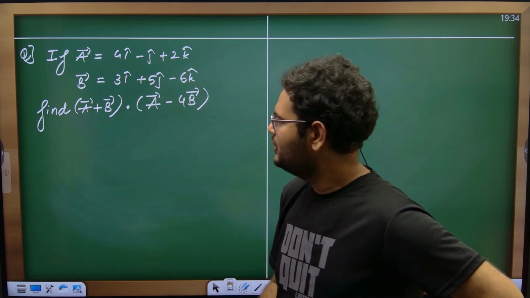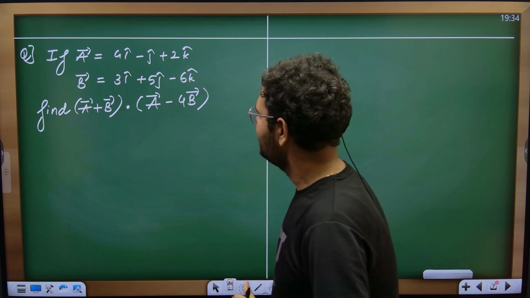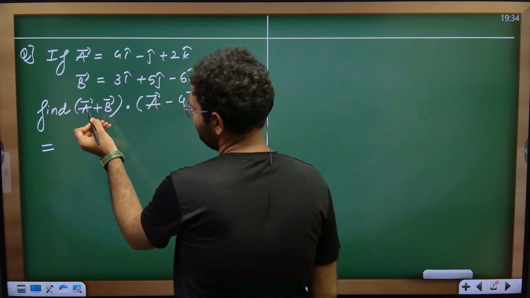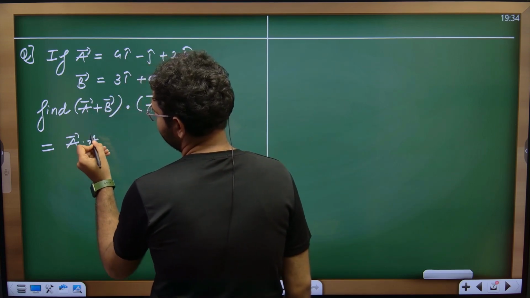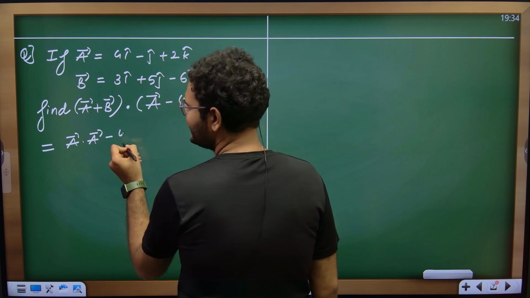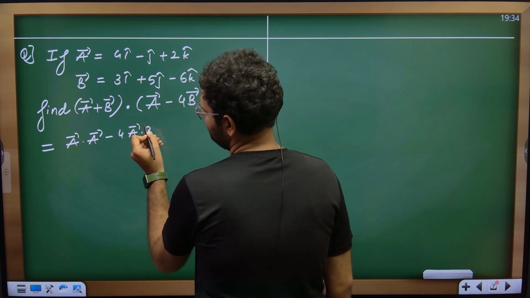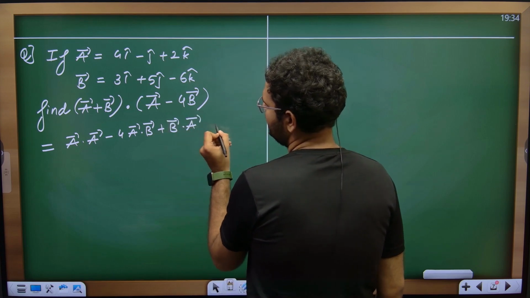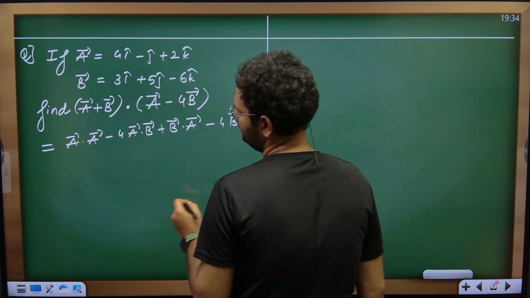Or else we can simplify this first. Are we experts in simplification? Yes, sir, we are. So first I will simplify this. You tell me one by one. Hide B and go. Sir, A dot A, minus 4 I can directly take outside. It will be A dot B, plus, now you should do fast, B dot A, minus 4 B dot B. Excellent.